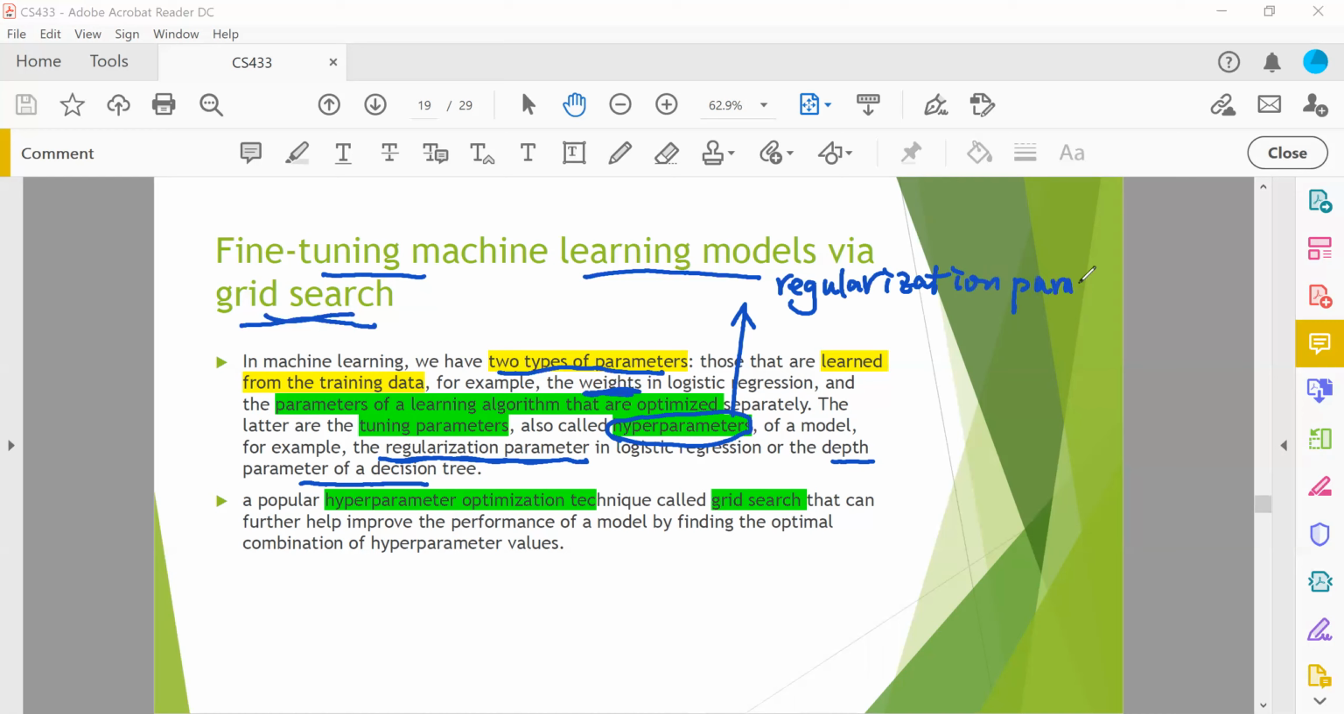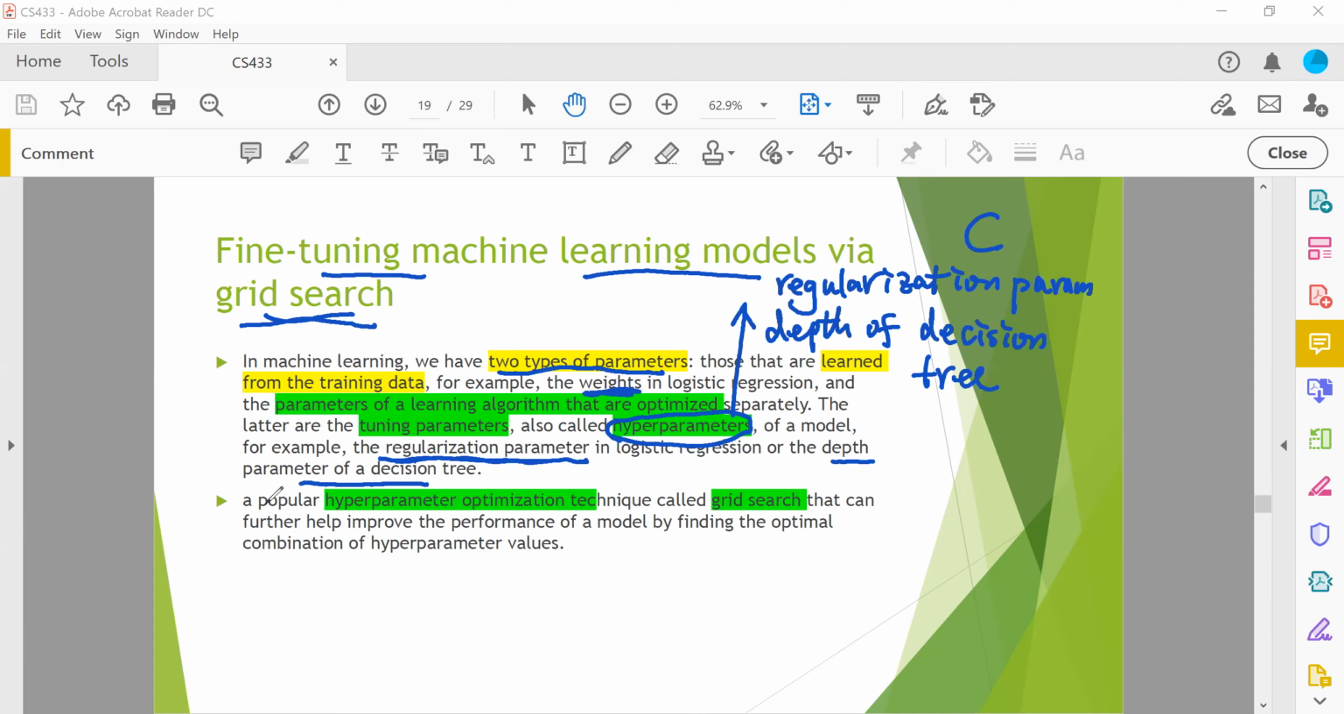parameter C, is it in sklearn we use C, is it? And like the depth of decision tree, and the number of trees in random forest, those kinds of parameters are called hyperparameters.